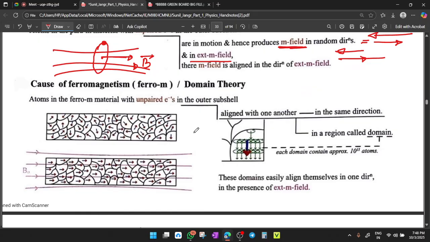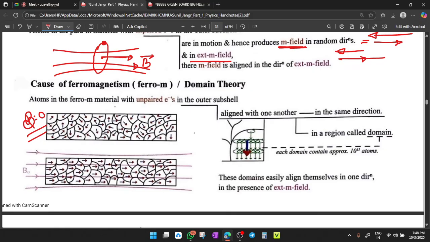Now look, the cause of ferromagnetism can be explained by domain theory. In the absence of an applied magnetic field, B equals 0 in the first sample. Look here, these are called molecular magnets, and a collection of molecular magnets is called a domain.